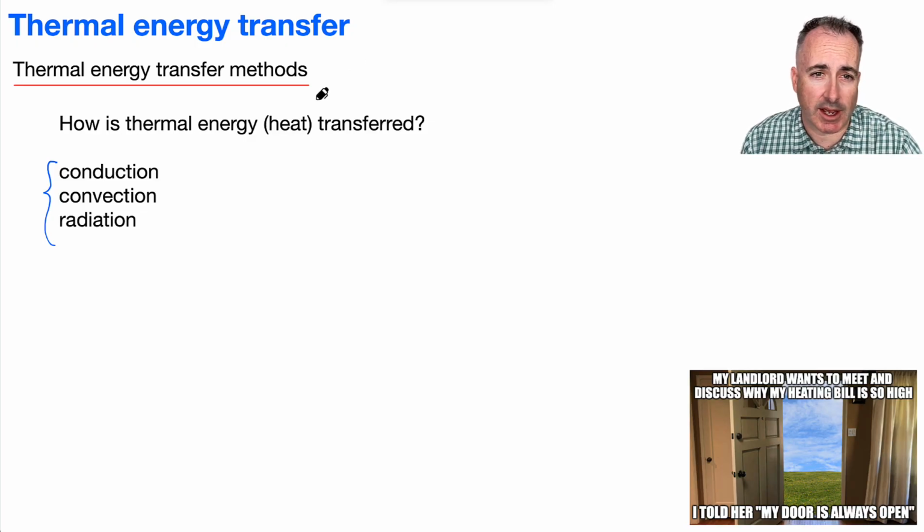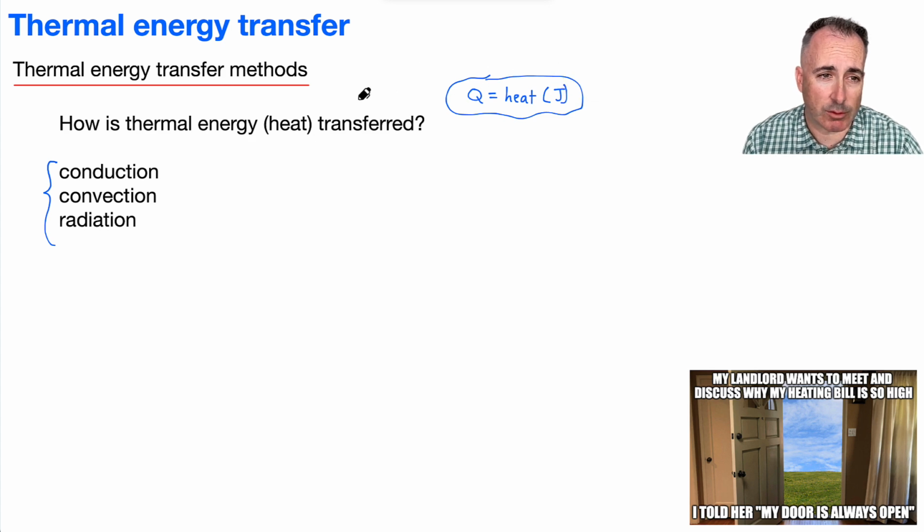And don't forget what heat actually is. Remember, that's Q. Q is heat, right? Q equals heat, and remember, that's measured in joules. Don't forget that. So we're going to be transferring heat, or at least thermal energy, in three different ways: through conduction, convection, and radiation. So we'll start with conduction.